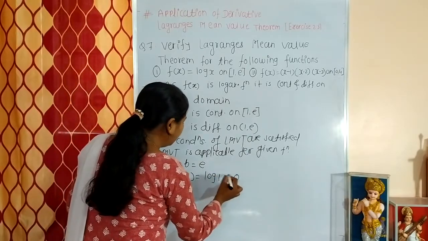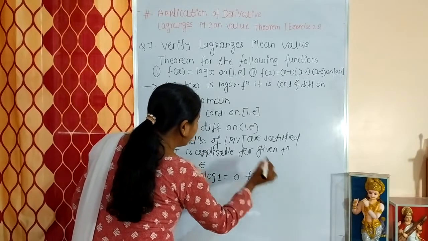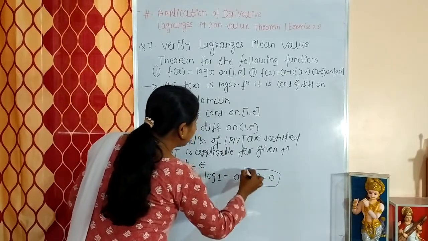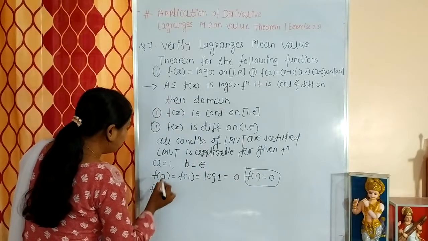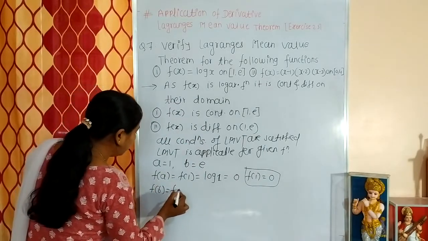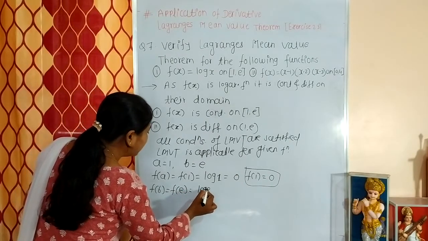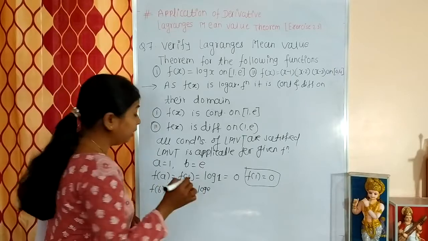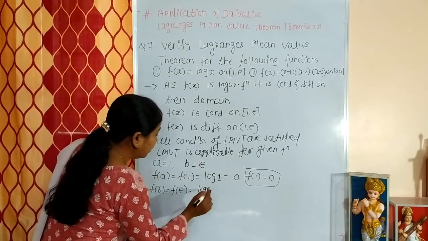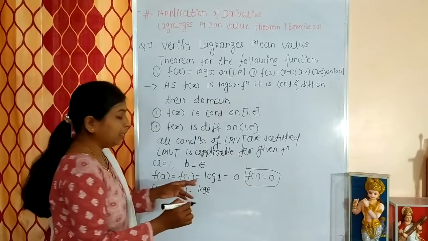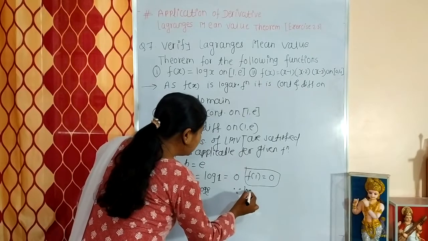Okay, log 1 is 0, so the value of f of 1 here is 0. Okay, f of 1 is 0. The next value we have to find out is f of b. So f of b means f of e, so in place of log x we have log e, and what is the base of the log? The base is e. Then what is the value of log e to the base e? Always remember this result is important.